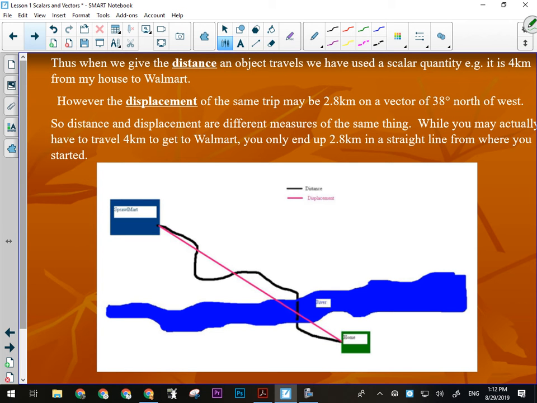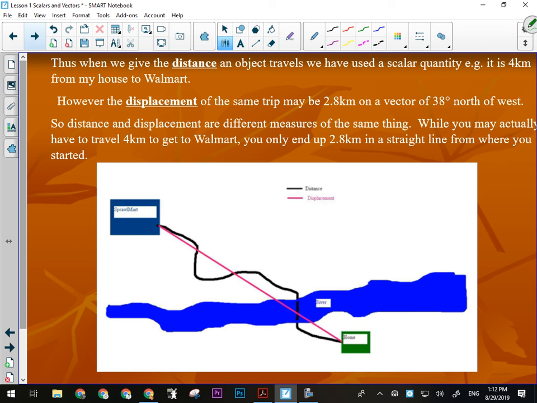Okay, so let's compare this trip from those two different points of view. If I'm going to walk from my house to Walmart, I would have to follow a path that's not a straight line because I don't own a helicopter. If I did, I wouldn't shop at Walmart. I could afford to shop somewhere else. So I can't go in a straight line.